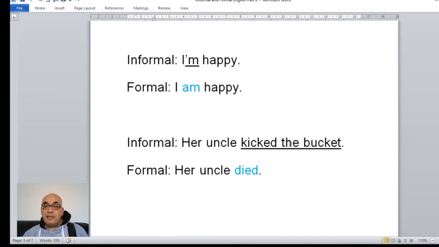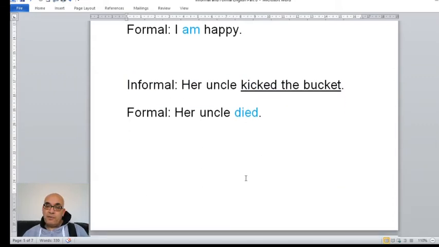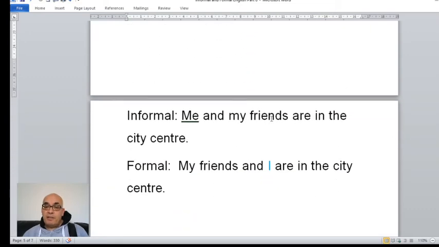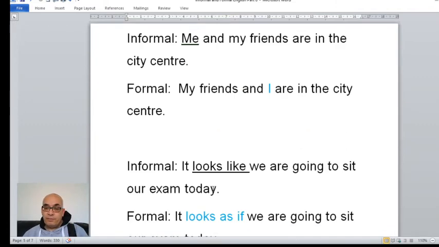Her uncle kicked the bucket. Kick the bucket is an idiom, which means died. So her uncle died. I change this idiom into a verb, and the verb is died. So this sentence is informal, this sentence is formal. Me and my friends are in the city center. Again, this is informal. You have to say my friends and I are in the city center, or I and my friends are in the city center. This is formal. So don't say me and my friends, this is informal.